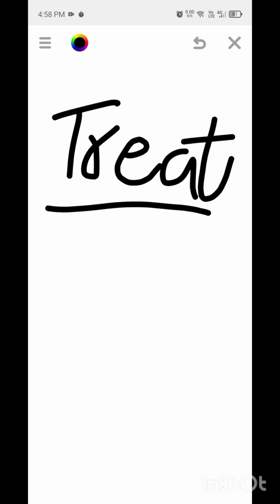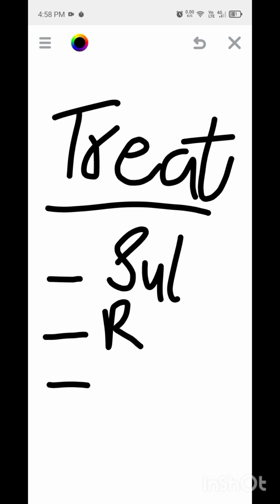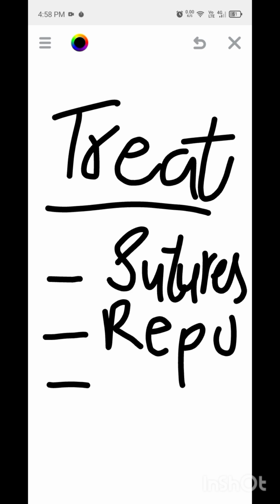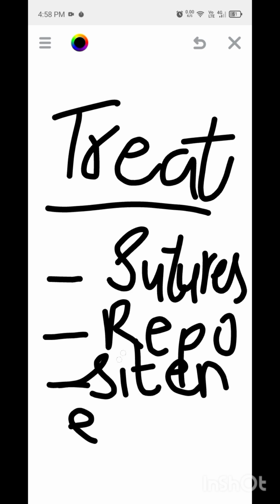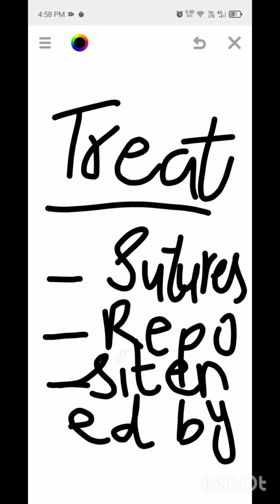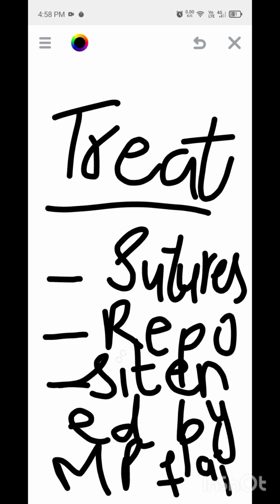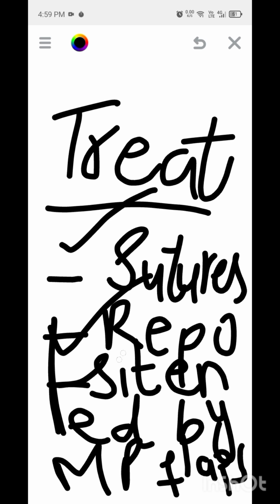Now moving towards the treatment of the fractured parts, how they are treated. They are treated with the help of sutures. They are repositioned by mucoperichondrial flaps. So the treatment is that they are sutured and repositioned by mucoperichondrial flaps.